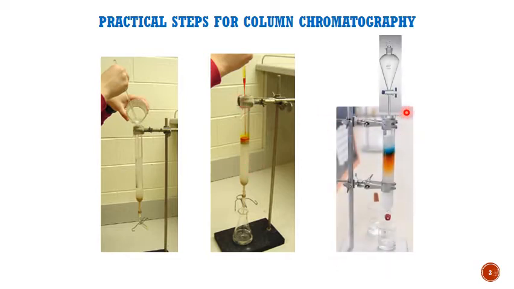So this is how the column will look during the separation. This dye has more affinity to the mobile phase, so it's moving faster, and this dye has more affinity to the stationary phase, so it's retained for a longer time.